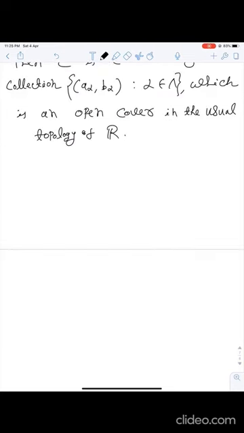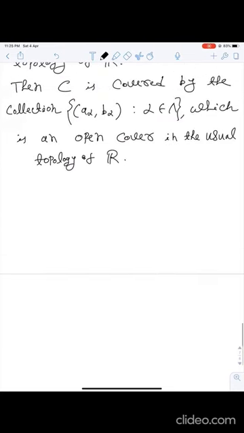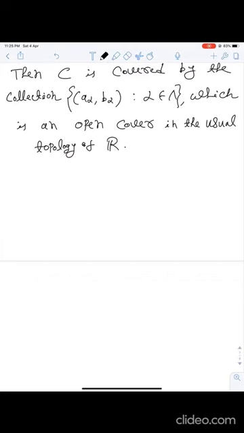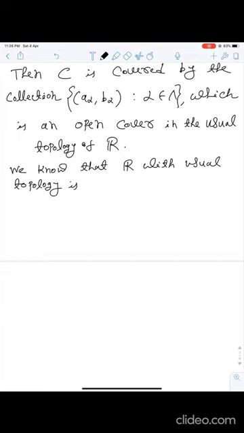Now we claim that C is Lindelof. So why is C Lindelof? Okay, first of all, we know that R with the usual topology is second countable.